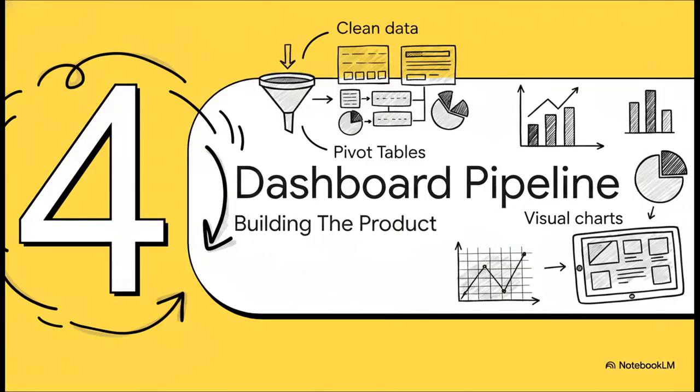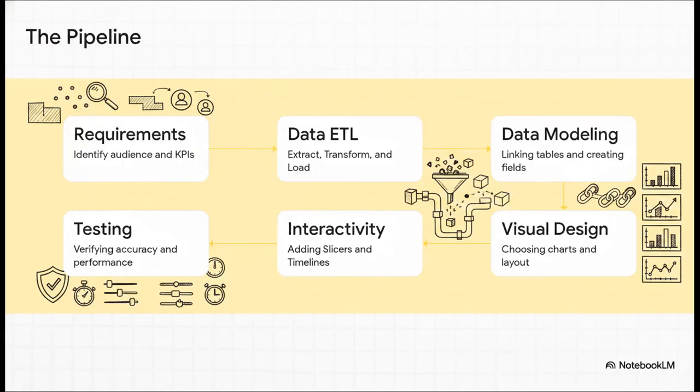All right, Section 4, the dashboard building pipeline. Now that we know our raw materials, let's look at the exact chronological workflow for assembling the final corporate product. Here's your 6-step roadmap. Step 1, requirement gathering. You absolutely have to identify your audience and their specific KPIs first.